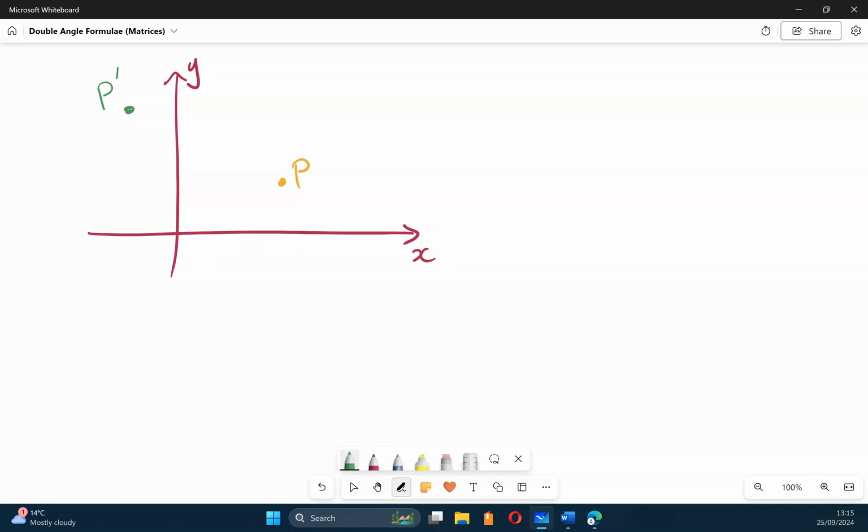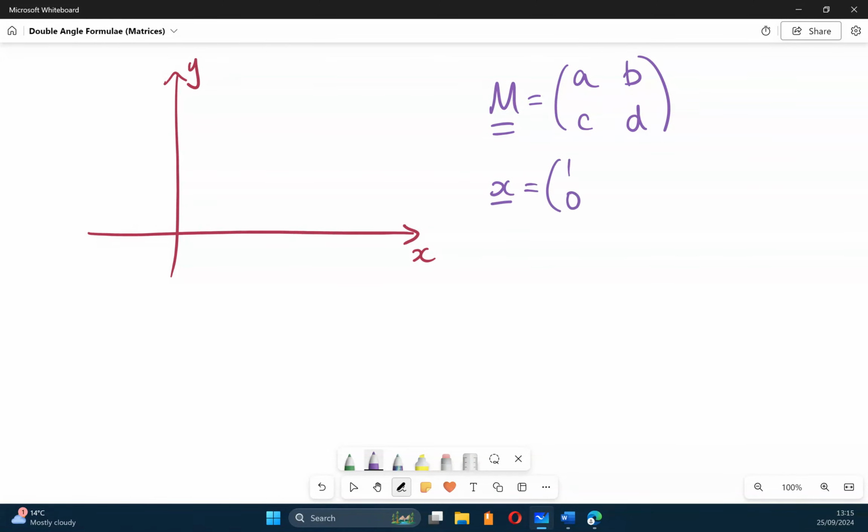So what I'm going to do here is write out, let's say, a general 2x2 matrix. So M equals A, B, C, D. And then we're going to call X in its own basis 1, 0, and Y in its own basis 0, 1. Let's say what I want to achieve from this is to find a rotation matrix that tells us what our image is after we rotate by a certain angle theta.